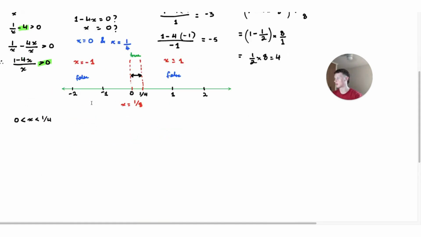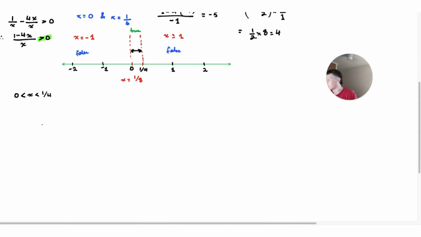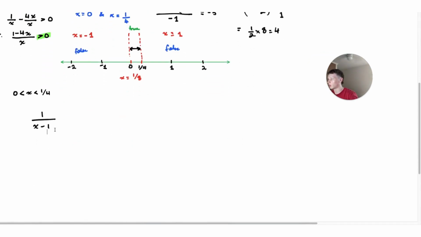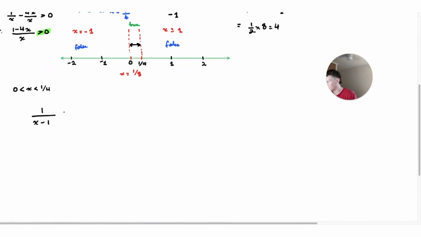So that's 1 over x minus 1 being greater than 4. Okay, so step 1 again, we want to get a 0 here. So we're going to subtract 4 from both sides. That gets us our 0.